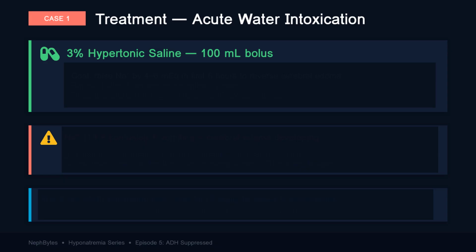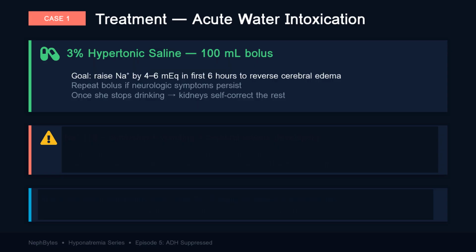Raise the sodium 4 to 6 milliequivalents within the first 6 hours to reverse cerebral edema. Repeat if neurologic symptoms persist. Once she stops drinking, her kidneys will self-correct the rest, and that rapid self-correction in the acute setting is safe. Treat first. Let the kidneys catch up second. Case 2.